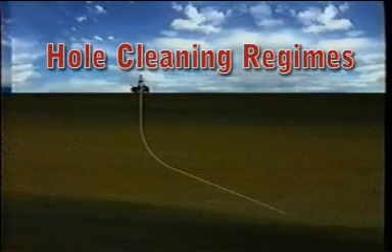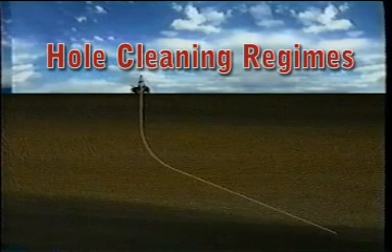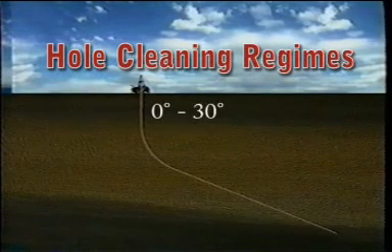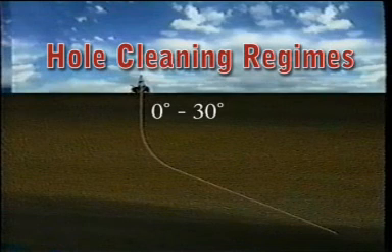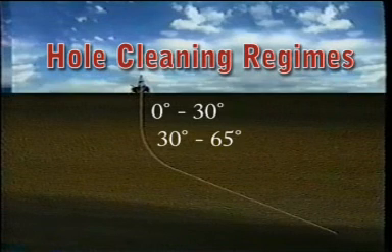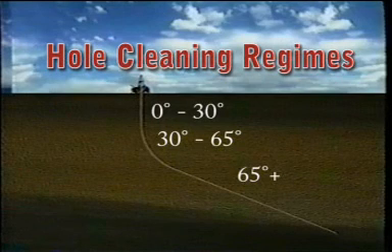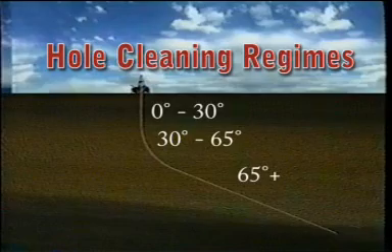The hole cleaning system can be divided into three distinct environments. The first is the vertical hole section, which generally ranges from 0 to about 30 degrees. The next section ranges from 30 degrees up to about 65 degrees, and the final section is above 65 degrees of inclination. Each of these environments requires a different set of rules for effective hole cleaning.